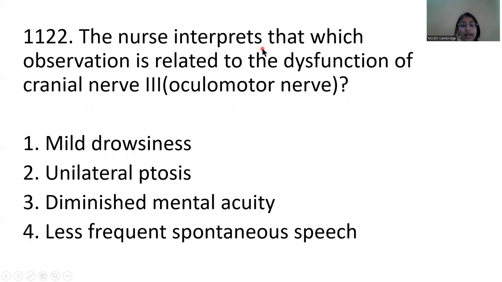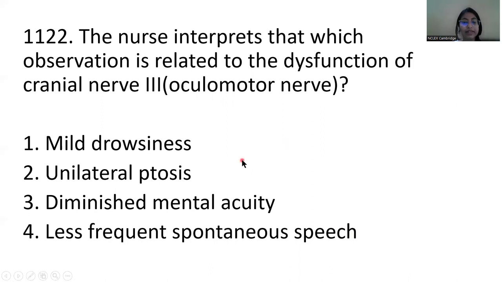The nurse interprets which observation is related to the dysfunction of cranial nerve 3, that is the oculomotor nerve. So we are going to check what the function of the oculomotor nerve is. From the name, oculo means eye and motor means motor activity. So the oculomotor nerve is responsible for motor activity of the eye. From the options, first we will explore them: mild drowsiness, unilateral ptosis, diminished mental acuity, less frequent spontaneous speech.